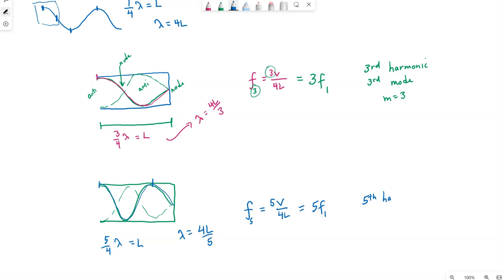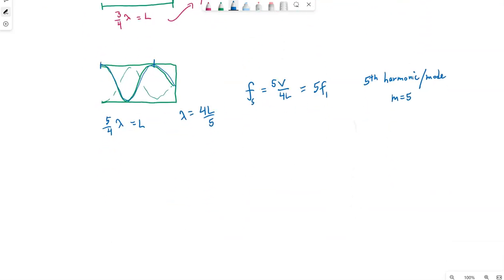It turns out with open-closed pipes, we only get these odd mode numbers. M can be 1, it can be 3, 5, 7, so forth. When you look at our equations in the test notes, it shows you that.